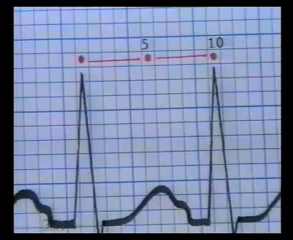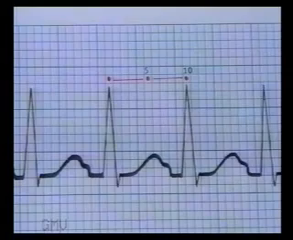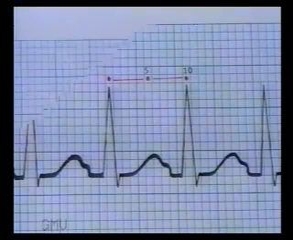In this ECG, the RR interval measures 10 small squares. So the rate is 1500 divided by 10 equal to 150 per minute. A rate above 100 per minute is termed as tachycardia.